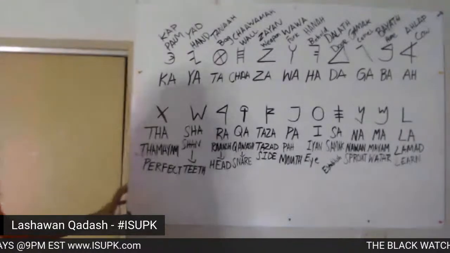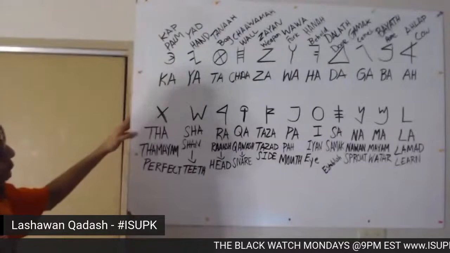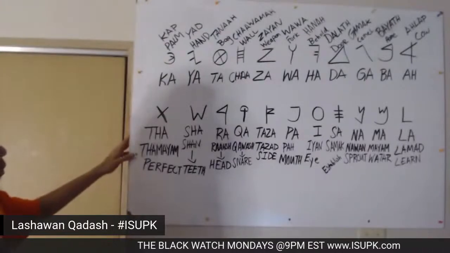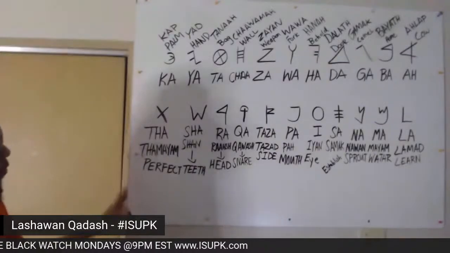Okay. Now we have the Th, which is the last one. We have the letter, the base, Thamayam as an example. Once again, perfect is what it means as definition. Okay.